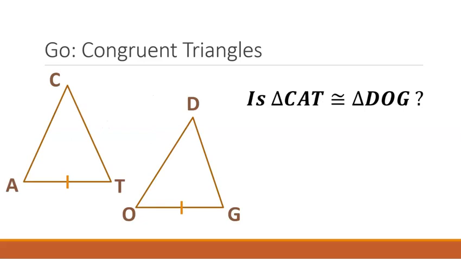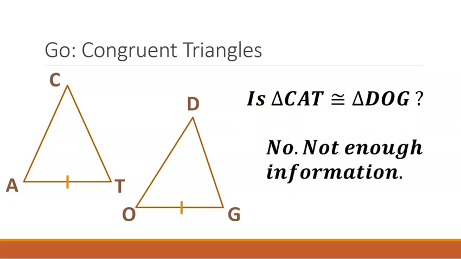In this example, are triangle CAT congruent to triangle DOG? Do we have enough information to determine that these triangles are congruent? Only one side has been marked congruent, which is the base of each triangle. This is not enough information to guarantee that these triangles are congruent.